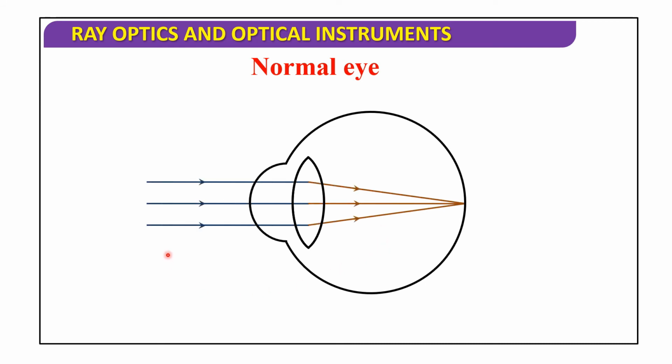Here the rays are coming from the distant object. These are parallel rays. Parallel rays are passing through this convex lens and these are converging. So converging at a point, the image formed at the retina.